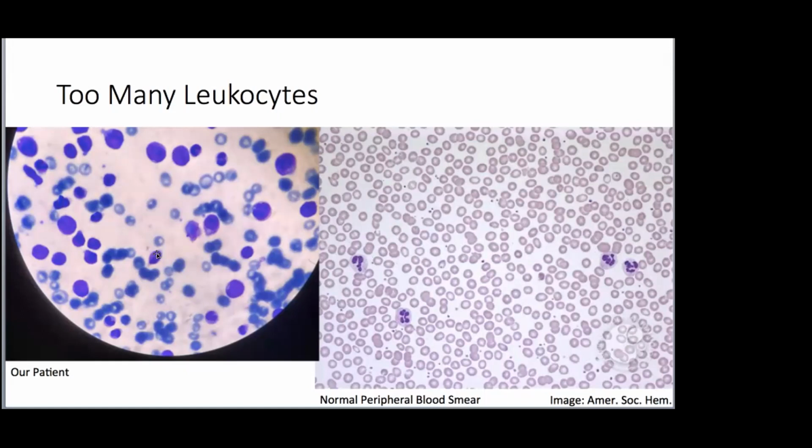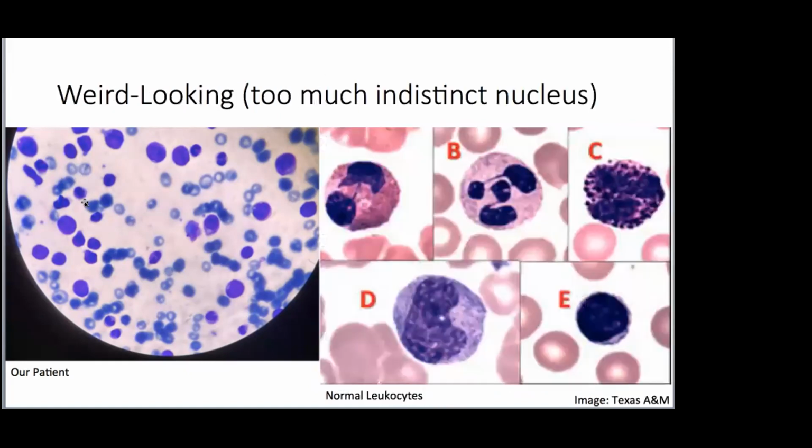She has many. So when I first saw this, the read from the automated machine, I thought she had pancytopenia, but actually she has all these unusual cells. In addition, they don't look normal. So these are the various types of normal leukocytes. Here, neutrophil, eosinophil, basophil, macrophage, and lymphocyte. And these cells don't really fit in any of those categories.